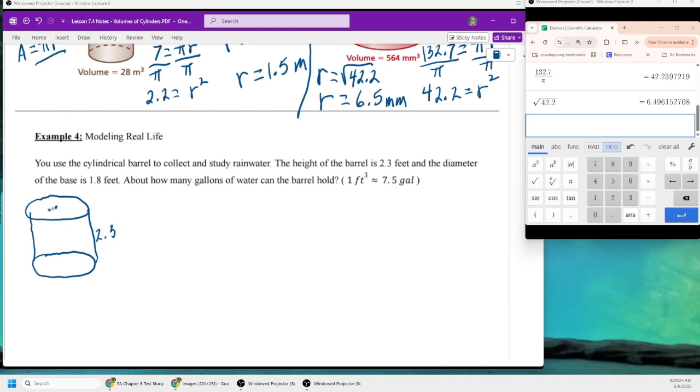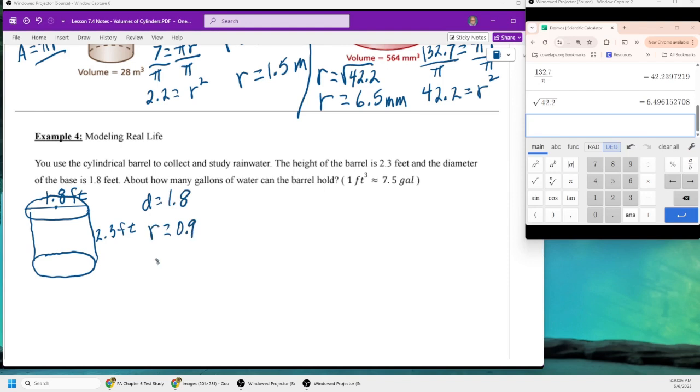They tell us that the diameter, which goes all the way across right there, is 1.8. So that is 1.8 feet. Each of these are feet. First of all, we need to find the volume, and then we'll change that to gallons, okay? So we need to find the volume first. The diameter is 1.8, so my radius is half that, which is 0.9.